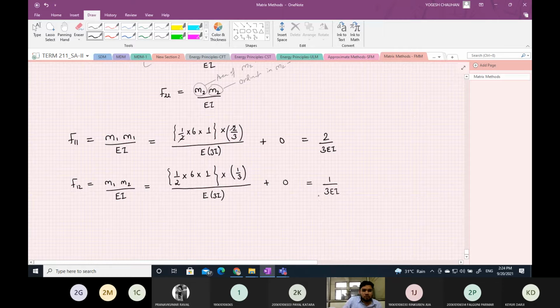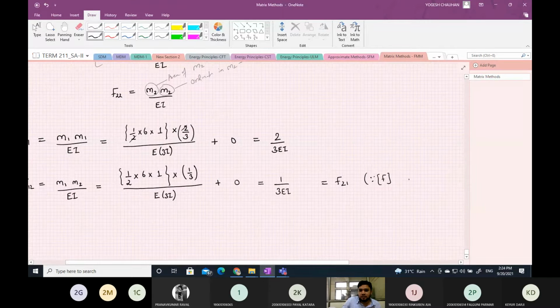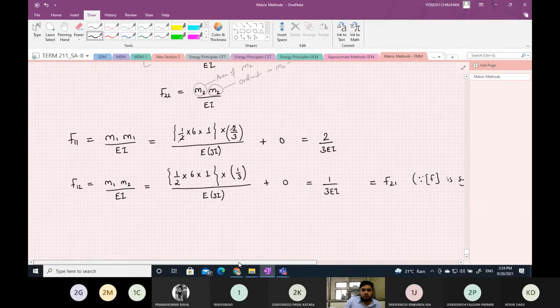Okay, now this will be same as your F21 because F matrix is symmetric matrix. Let us check that. So your F21 will be equal to M2 M1 by EI. That means you have to take the area of M2 diagram and corresponding CG ordinate in M1 diagram.